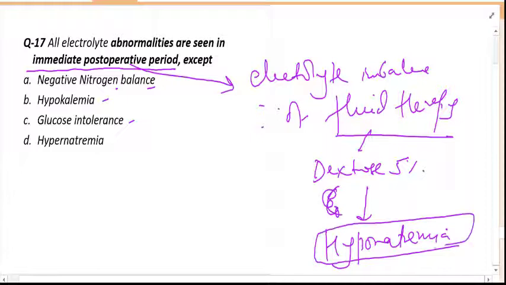So hyponatremia can be seen because of this fluid therapy, not hypernatremia. This is the most probable answer, because negative nitrogen balance is definitely seen, hypokalemia is seen, glucose intolerance is seen because of the resistance to the glucose, peripheral resistance will occur, insulin intolerance we can say. Hypernatremia is not seen, instead of that hyponatremia is seen.